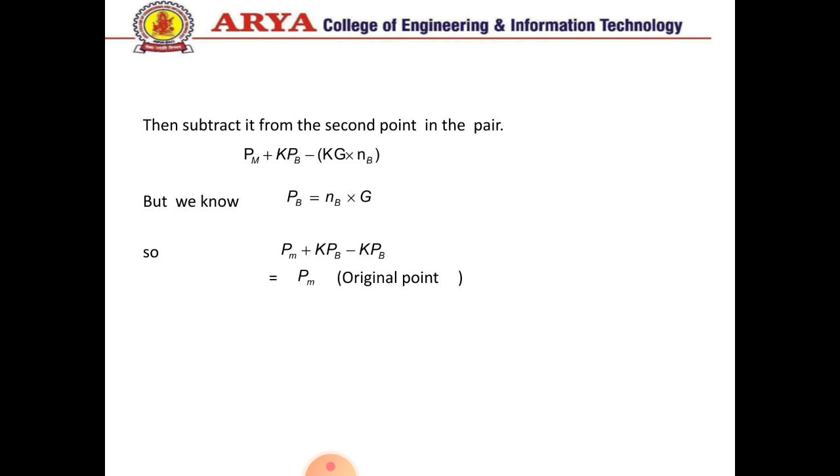Now it subtracts it from the second point in the pair. So PM plus K into PB minus K into G into nB. We know that PB equal to nB into G. So this finally becomes PM plus KPB minus KPB, and finally we get the original point PM.